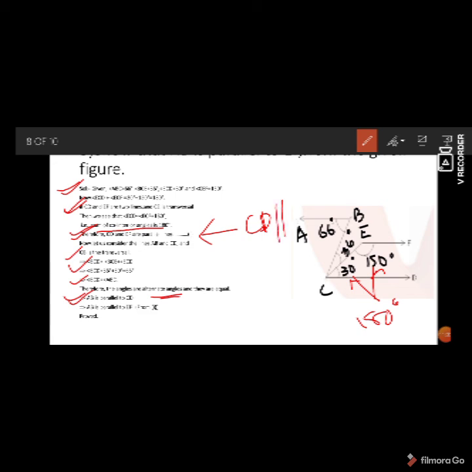So we got that AB and CD are parallel, and in relation 1 we said that CD is parallel to EF. From these two we can say AB is parallel to EF. So what was required to prove is achieved: AB is parallel to EF.